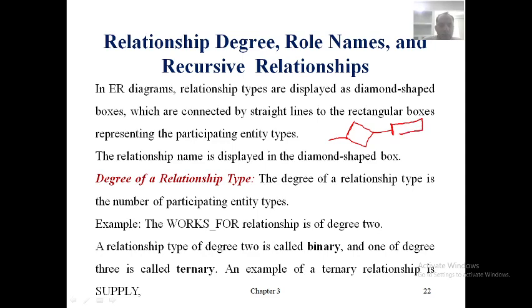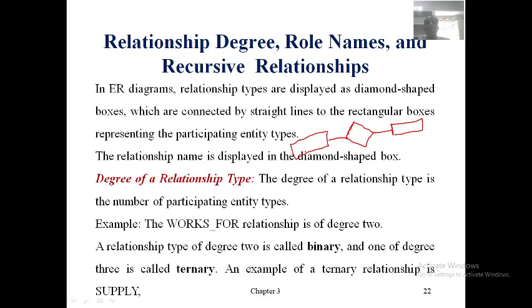rectangle boxes. These rectangle boxes are entities. Which entities? Participating entities. What is that participating? Participating in that relation.